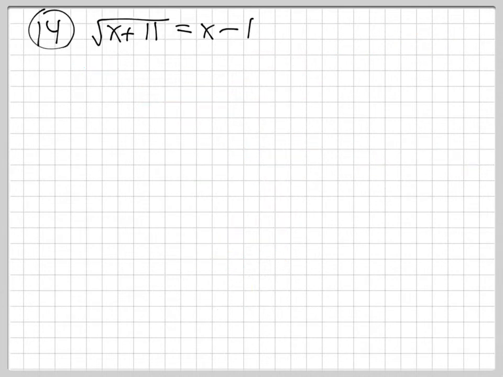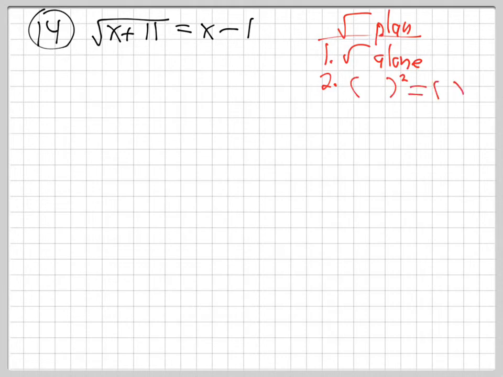Let me remind you of 2, because there's going to be 2 things in this one. First off, you know the game plan for roots, right? The root plan is basically, get it alone and then 2 power both sides. So root alone, this is the root plan, and then 2 power both sides because 2 power is the opposite of a root. You know that.